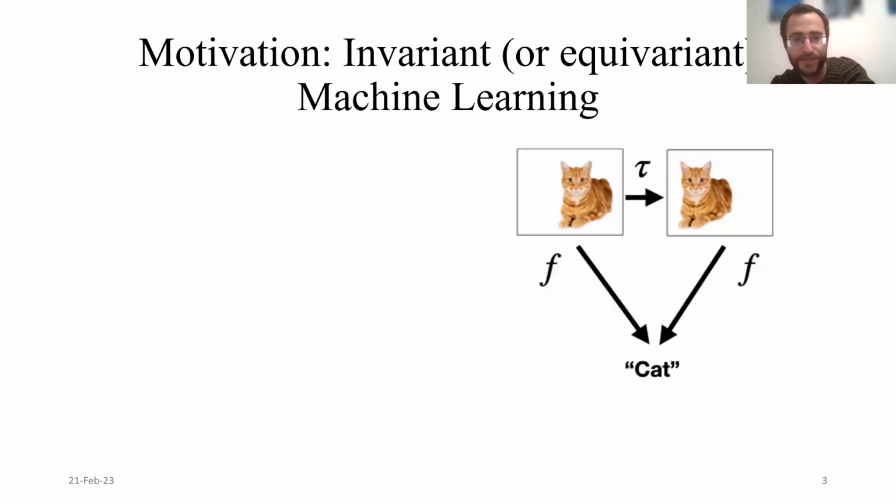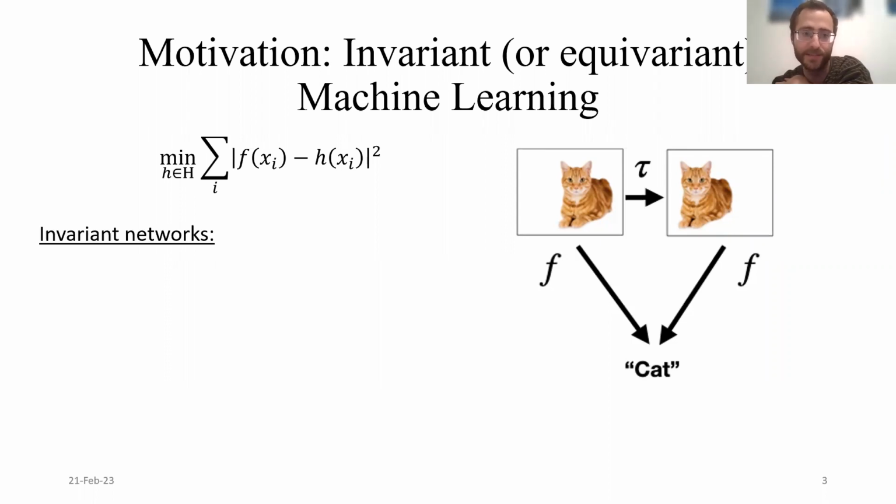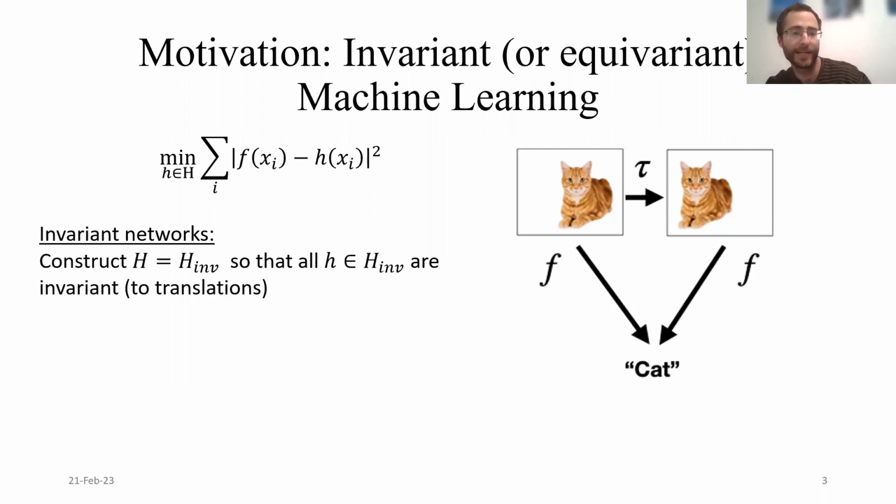Okay, so what is invariant machine learning? We have some sort of task, let's say the most classic example, classification of images. This task has some symmetries. You're trying to learn some function f, this classification function. If you translate the image, it shouldn't make any difference. And therefore, it would seem reasonable to look for f inside some hypothesis class, and you'd like that hypothesis class to have the same symmetries as the function you're looking for.